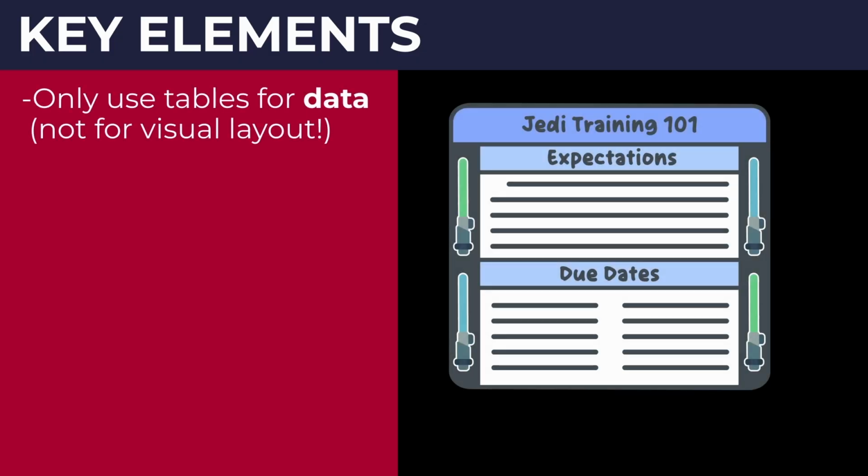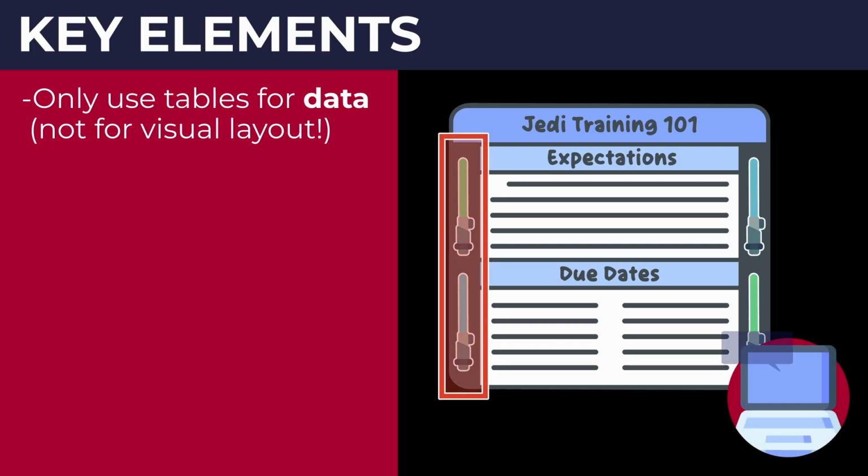Here are the key things every table must include. Only use tables for data, not for visual layout. Using tables to position text or images side by side, like formatting a syllabus or arranging a banner, can confuse screen readers, which expect tables to contain meaningful, structured information.